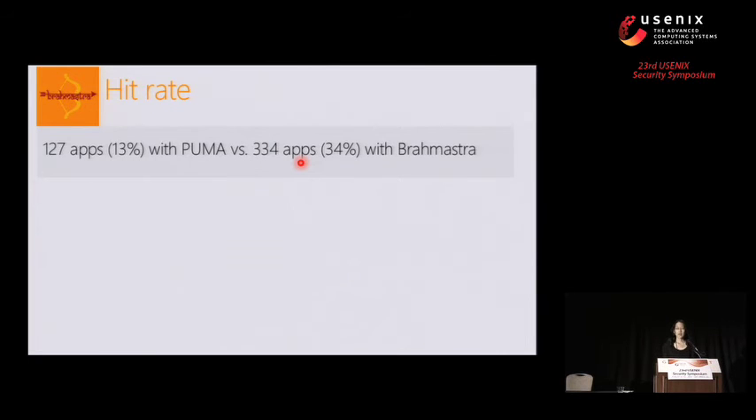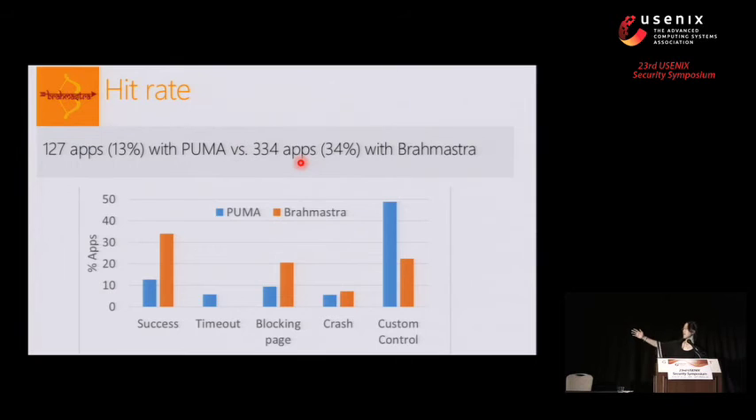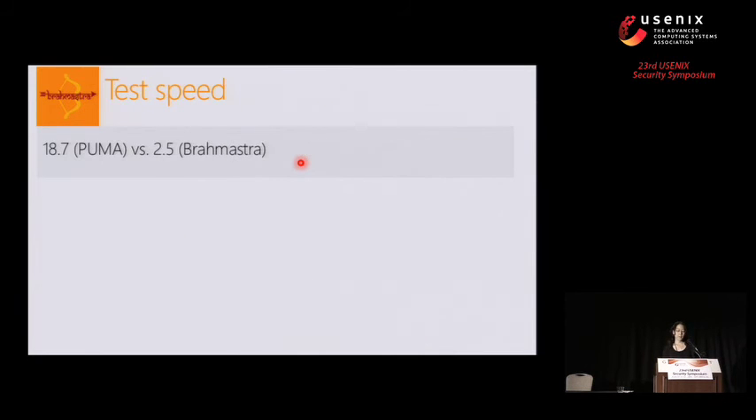So Puma, the state-of-the-art monkey, out of 1,100 apps was able to reach the target method for 13%, whereas with Brahmastra, we were able to invoke this target method for 35% of apps. We're better, but the hit rate is still a bit low. There are some reasons for that, and we have details in the paper.